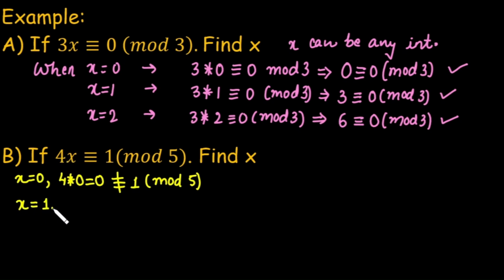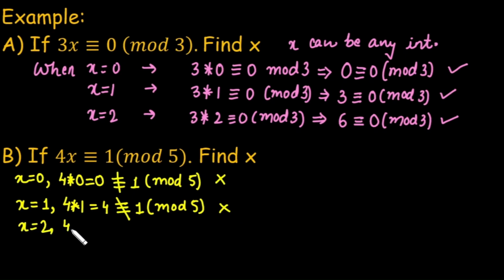What about x equal to 1? 4 times 1 is equal to 4. Is it congruent to 1? Is the remainder the same in both cases? No. It means x equal to 1 is not a solution of this linear congruence. For x equal to 2, 4 times 2 is equal to 8. 8 divided by 5 has remainder 3, not 1. So x equal to 2 is not a solution of this linear congruence.